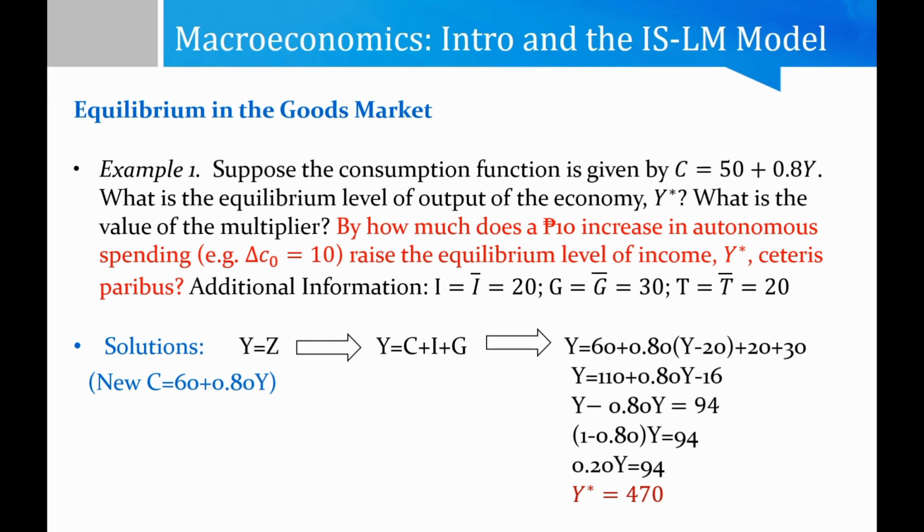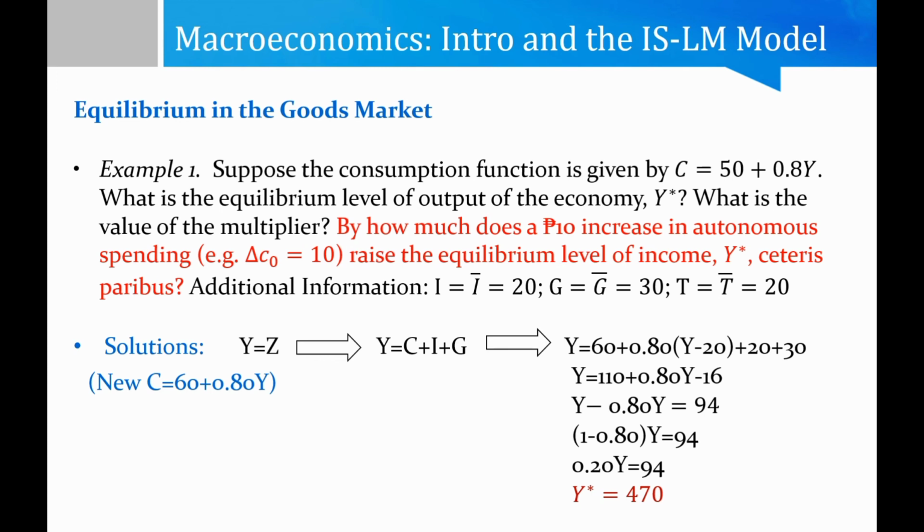Next question. By how much does a 10 pesos increase in autonomous spending raise the equilibrium level of income, or Y asterisk? So, what this question means is that autonomous consumption increases by 10. So from the consumption equation, 50 plus 10, the new consumption equation is now C is equal to 60 plus 0.8Y. So the autonomous consumption increased, meaning there is a shift in consumers' confidence.